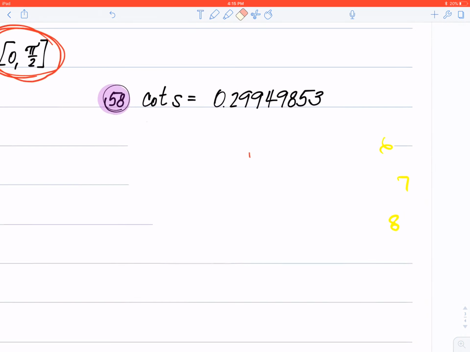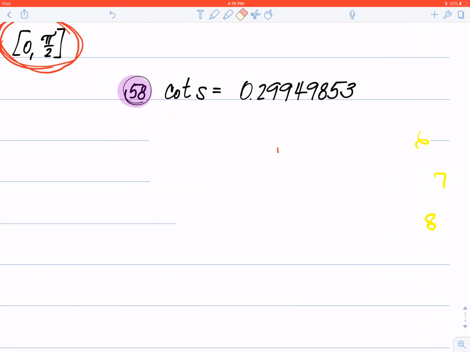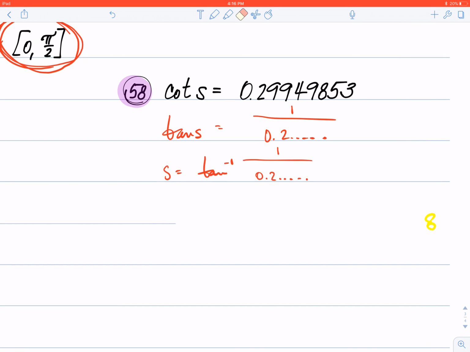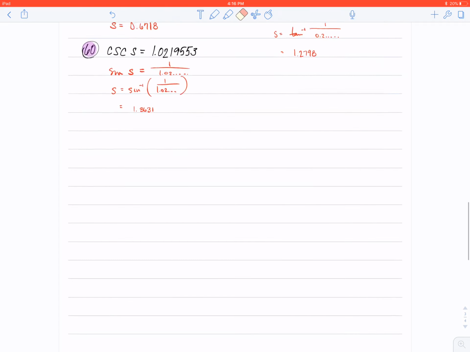For number 58 then, the last question. Once again, you don't have a cotangent button, you don't have a cotangent inverse button, so the very first thing you have to do is rewrite it as a tangent. So if cotangent equals 0.29, blah, blah, blah, then tangent has to equal the reciprocal of that. So that's 1 over 0.29, blah, blah, blah. Now that it's written as a tangent, I can use tangent inverse. I'm going to plug this into my calculator, and I should get 1.2798. And that's all for section 8.5.